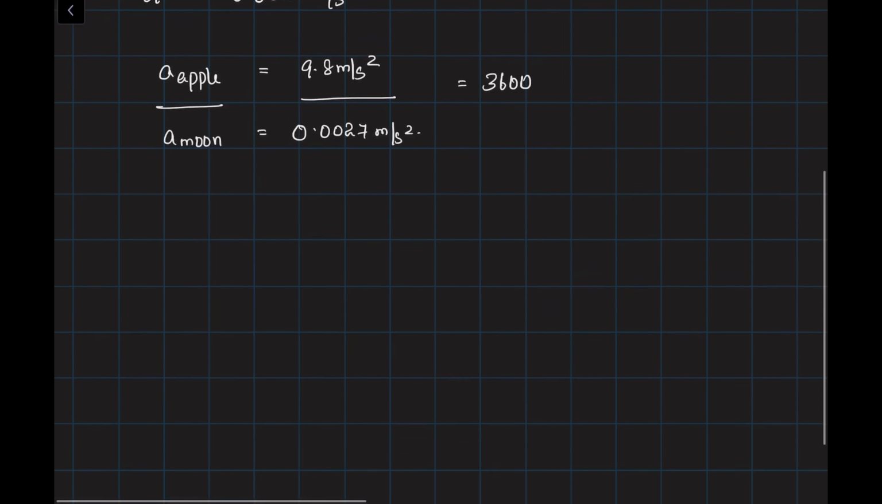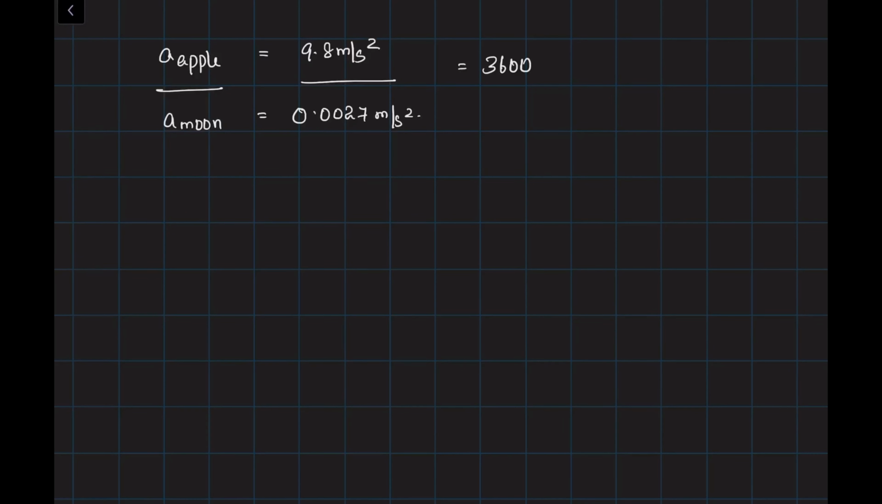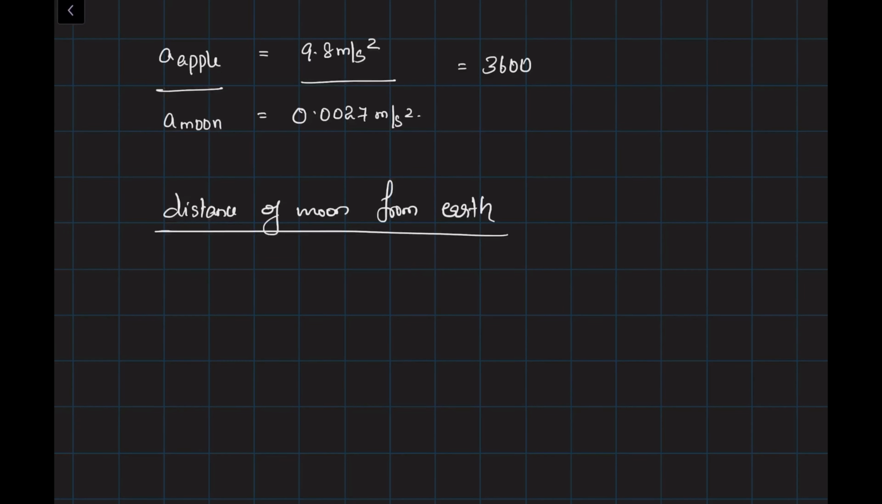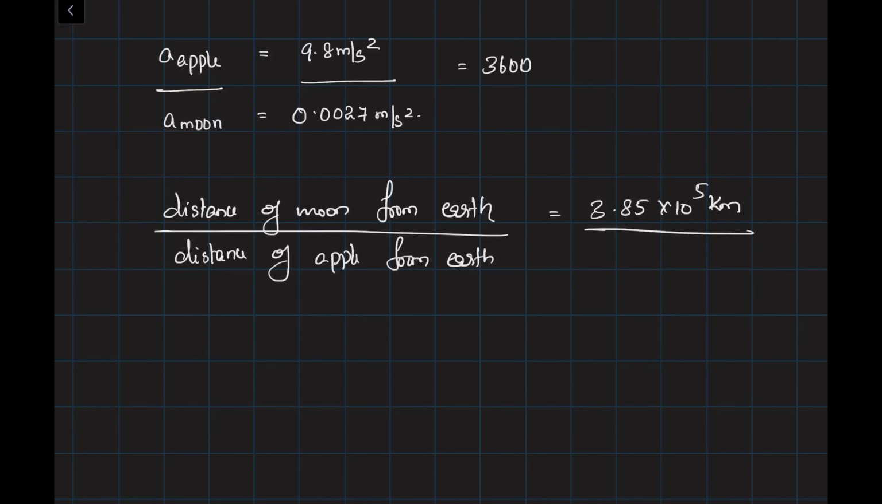The next thing is that we are going to calculate the ratio between the distance of the moon from the earth divided by the distance of the apple from the earth. We know the numerator, which is 3.85 into 10 to the power 5 kilometers. And definitely we know the denominator, which is 6,400 kilometers, considering the radius of the Earth. You get the fraction as 60.